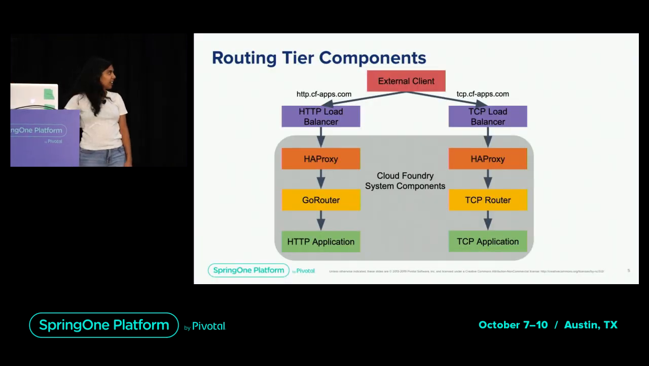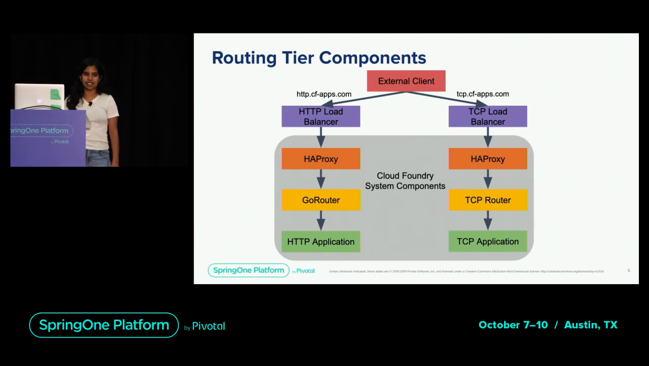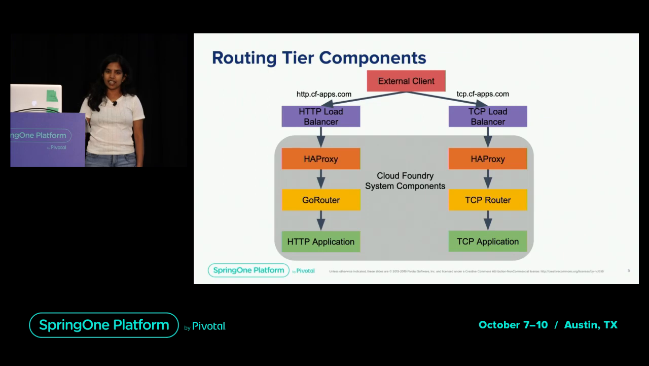So in this diagram, the gray box represents the system components of Cloud Foundry, like the API, Diego, UAA, and your routers. And the components that the gray box represents all make it possible to CF push and run your applications. And all of the colorful boxes are components of the routing tier. So in a typical CF deployment, your routing tier may have your load balancer, HAProxy, Go router, or TCP router, and your applications.